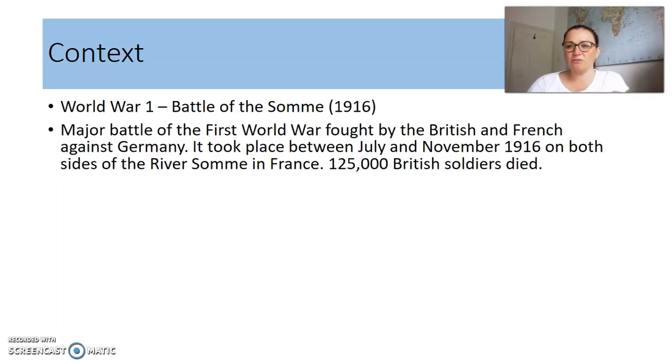Okay, so if you don't really know much about World War I or Battle of the Somme, it was a major battle of the First World War which was fought by the British and French against Germany. It took place between July and November of 1916 and it was fought on both sides of the River Somme, hence why it's called the Battle of the Somme, which is in France.